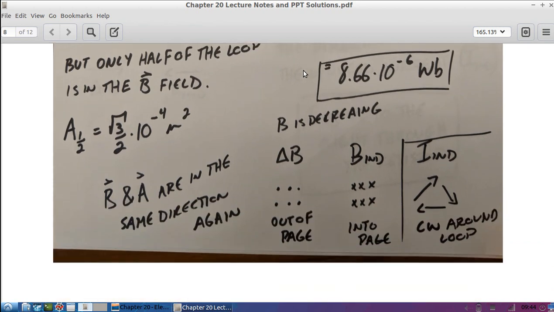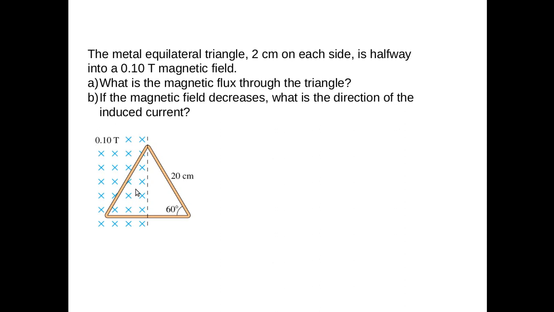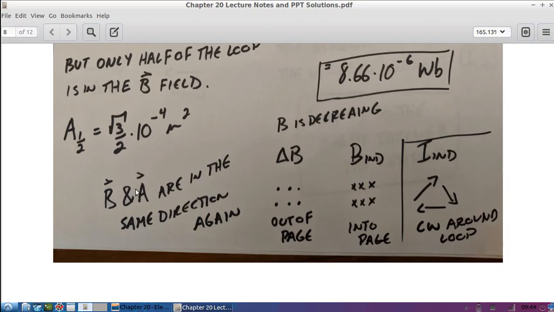So the magnetic field is decreasing. Okay, so B initial is going into the page. B final is still going into the page, but it's going to be weaker because the magnetic field is decreasing. So that means delta B is in what direction? Delta B is towards me. Magnetic field is into the page, but it's decreasing, so delta B is coming out towards me.